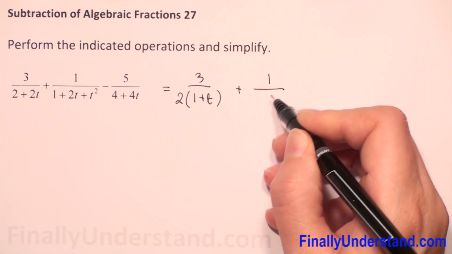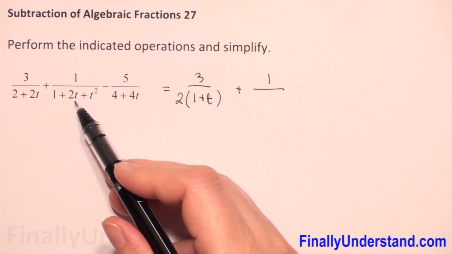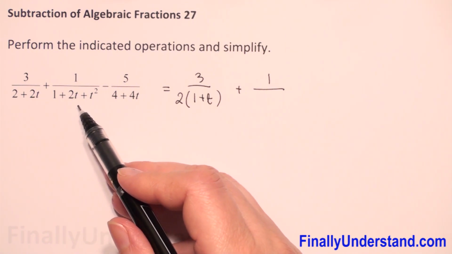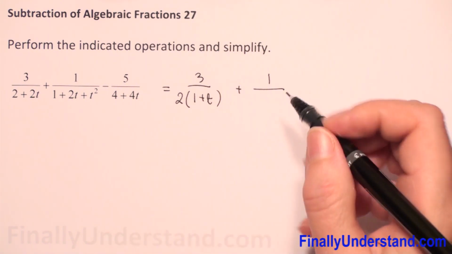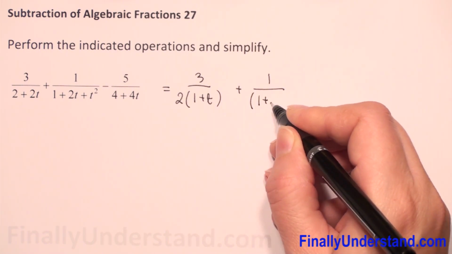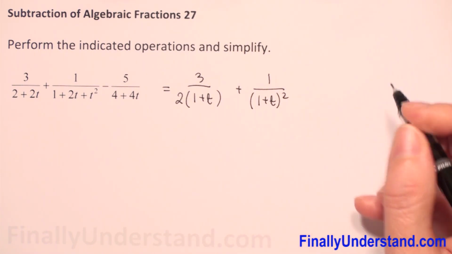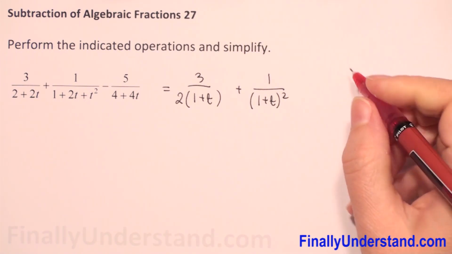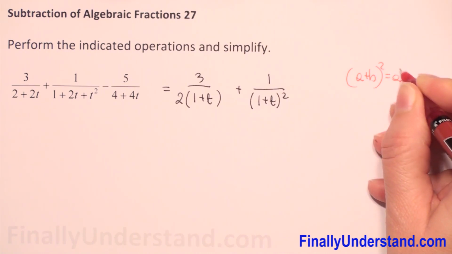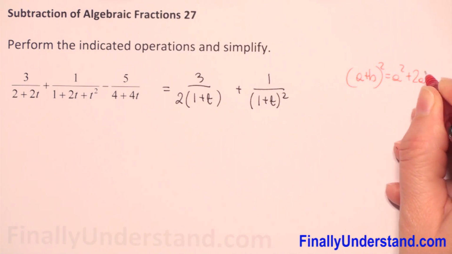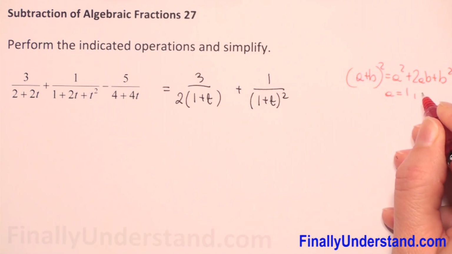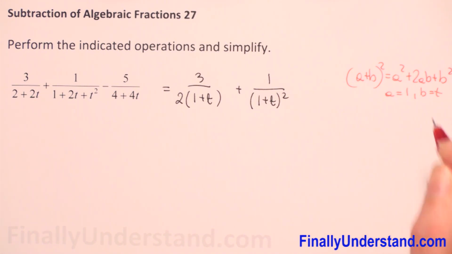Next, the numerator we will copy, and we have t squared plus 2t plus 1. So this is the square of a sum. So we can write that this is 1 plus t to the second power. Let me remind you of this formula. When we have a plus b to the second power, this is a squared plus 2ab plus b squared. a is equal to 1 and b is equal to t in our example.